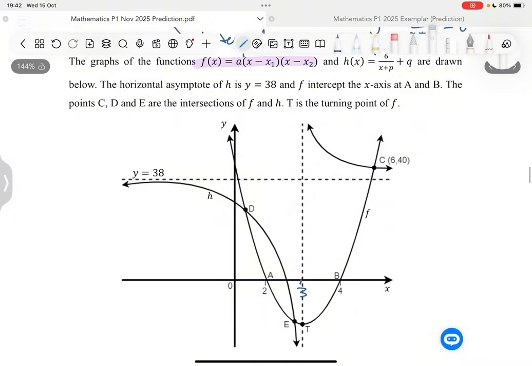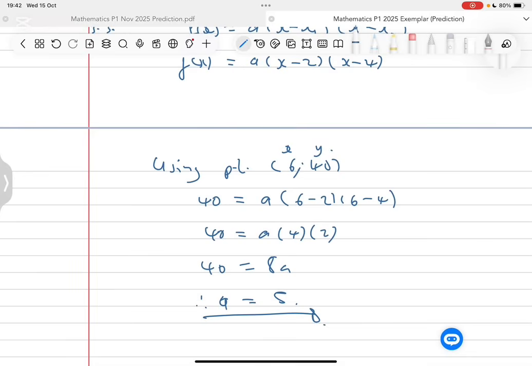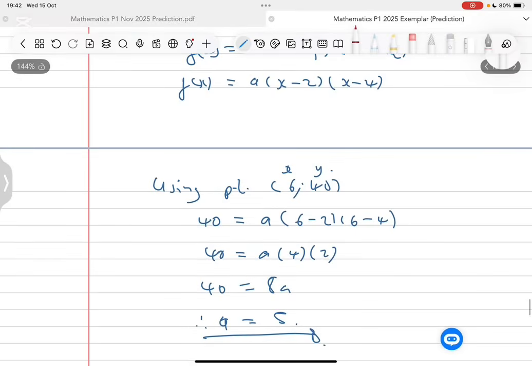Now, for marking this question, it will be worth 2 marks really. And what they will mark in this question, you will get a mark for using this point, substituting the point on the graph and finding the value of a.